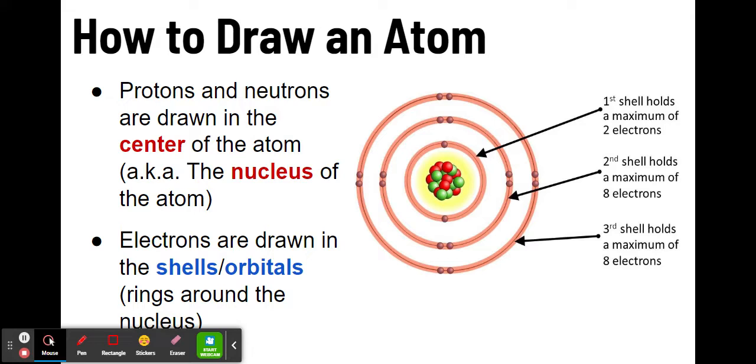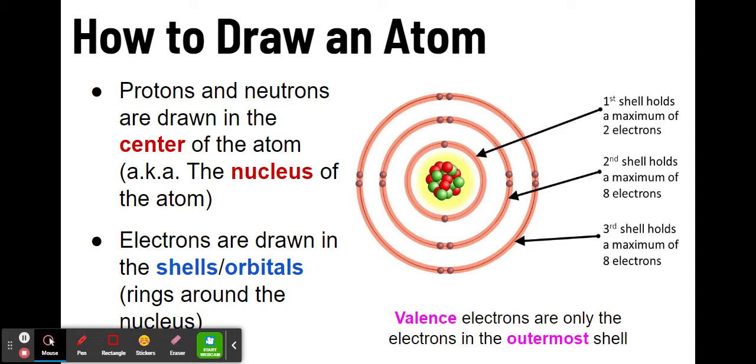Now, there's one additional thing you need to know about how to draw an atom, and that's this rule about how many electrons can be placed on these rings or these shells. Okay, so the rule is the first shell, that's the shell that's closest to the nucleus. The first shell can only hold 2 electrons. That's its maximum that it can hold. The second and the third shells can hold up to 8 electrons. It doesn't have to reach 8, but it just can't hold more than 8. So keep that in mind as you draw an atom.